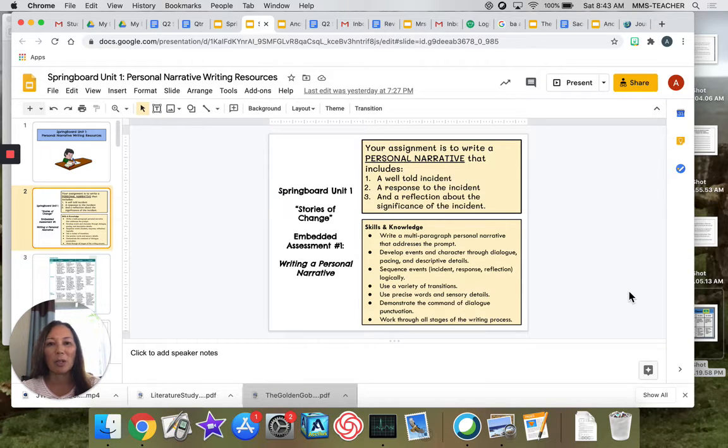So here are some skills and knowledge that you're going to gain from doing this unit with us. You're going to write a multi-paragraph personal narrative that addresses the prompt. You're going to develop events and character through dialogue, pacing, and descriptive details. You're going to sequence events using this pattern, incident, response, and reflection, and you're going to sequence the events logically. Use a variety of transitions, use precise words and sensory details, and demonstrate the command of dialogue punctuation. And last, work through all stages of the writing process.